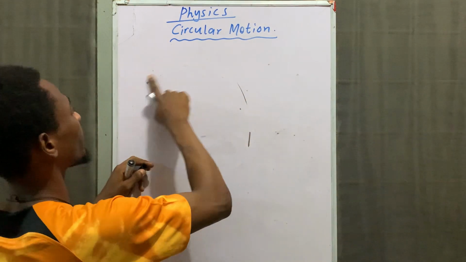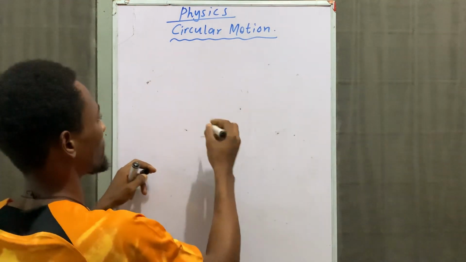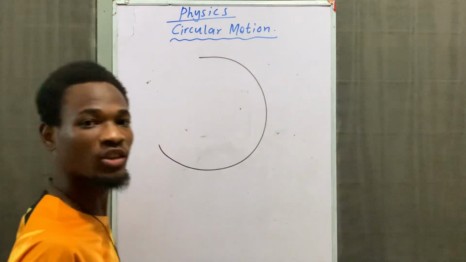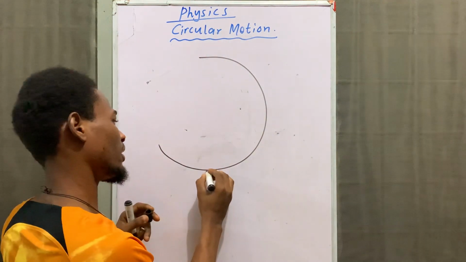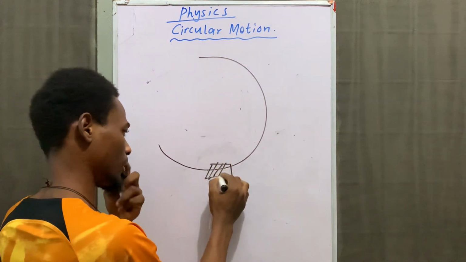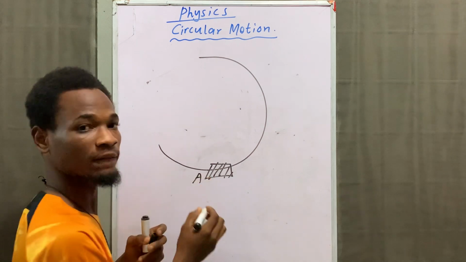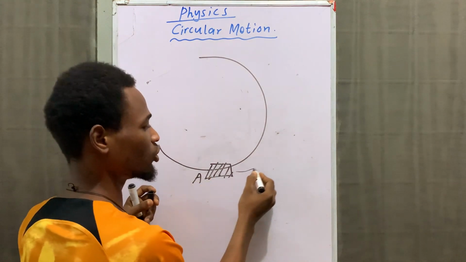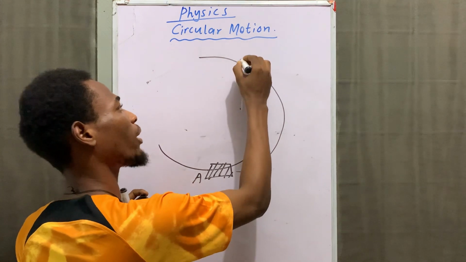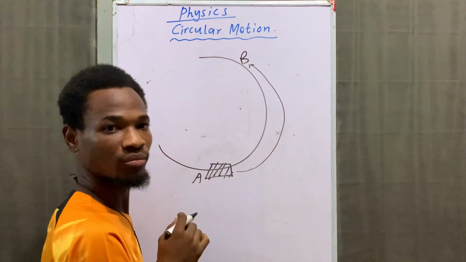Let's suppose this is the body at point A, moving along the circular path to, let's say, point B.